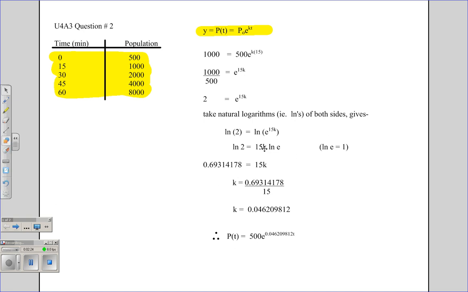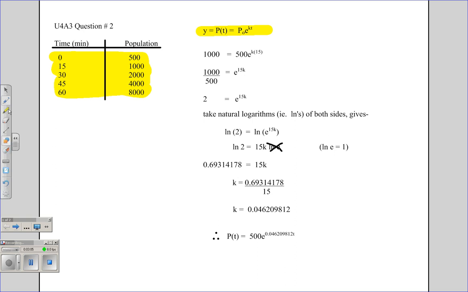At this stage you apply a real simple power rule. Bring the exponent down, so that's 15k times ln of e equals the left-hand side, ln 2. Ln e equals 1. You can do that on your calculator. You may know that as a given, so that can be crossed out. We would just neglect that. Go back to your calculator and evaluate the ln of 2, 0.69314178 equals 15k. Solve for k, so you divide that left-hand side by 15.